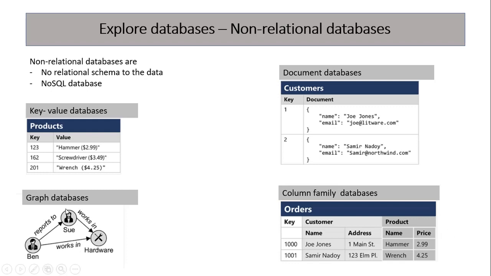Fourth is graph database. So graph database is like storing entities as node and with linking to define the relationship between them. For example, let's say Ben works in hardware, Sue works in hardware, right? And Ben reports to Sue. So this way, this is relationship created, but through this relationship is based on the nodes and linking between them.